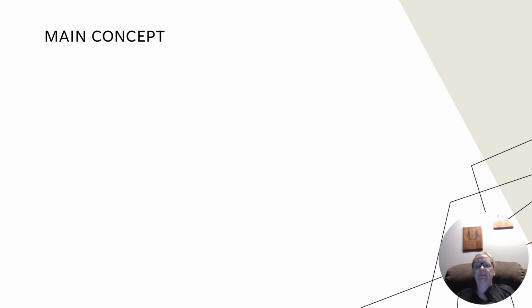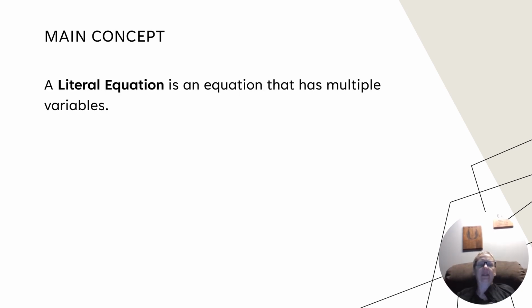Our main concepts for today are as follows. First of all, a literal equation is just an equation that has multiple variables. So it might be a formula for the area of a rectangle or something like that, that has length times width. And generally we want to solve the equation for one of the letters in the equation.